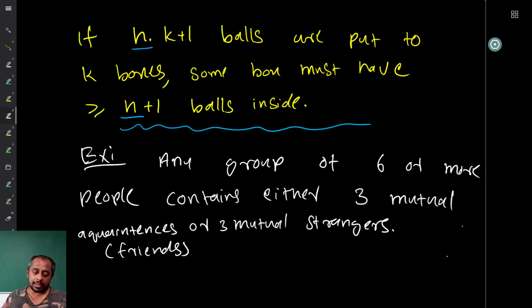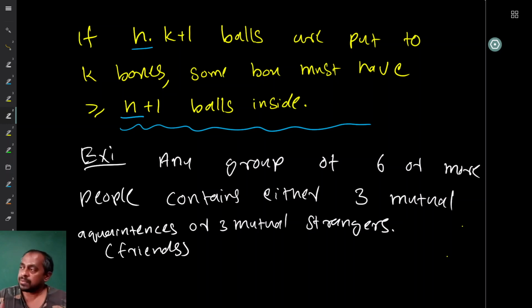Okay, so acquaintance means kind of a friend, but if I meet you, but not really a friend or anything, then it's an acquaintance. But in short we will call it by friends. So there are 3 mutual friends or 3 mutual strangers, and we want to prove this using the pigeonhole principle. So how do you do this?